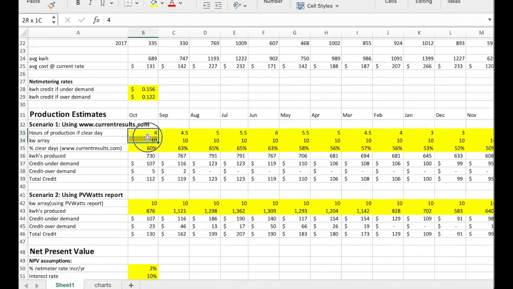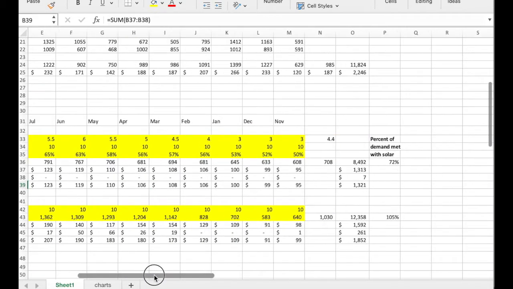So with this all combined together, we get a kilowatt hours estimated production of 730 kilowatt hours in October. This is compared to a demand of 689 kilowatt hours. So this month, there is a slight overproduction. Using the rates that we previously worked on, we're going to generate a credit of $107 plus another $5 for the overproduction, or a total savings of $112 for that month.